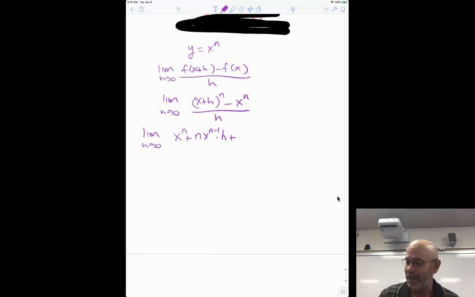I'll show you in a second. But the next term is actually n choose 2, which is combinations. Not a big deal if you don't remember that, don't worry. x to the n minus 2, h squared. And if I expand this out, it's going to go dot, dot, dot. I have all these terms. It just depends on what that power is. And the last term is going to be h to the n. So that's that whole polynomial expanded out.